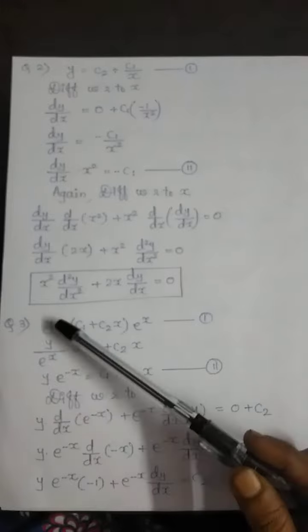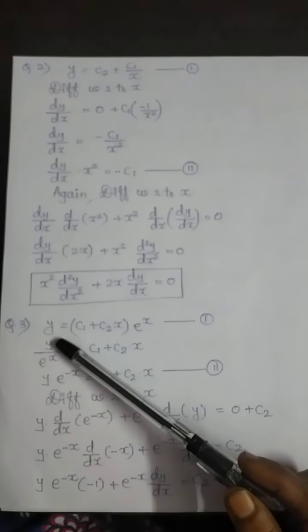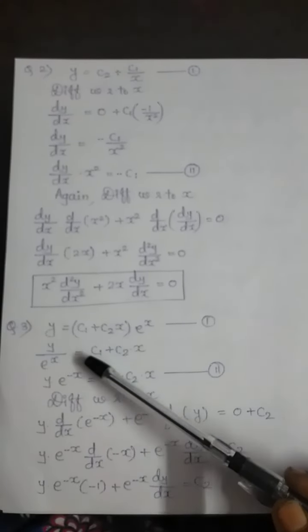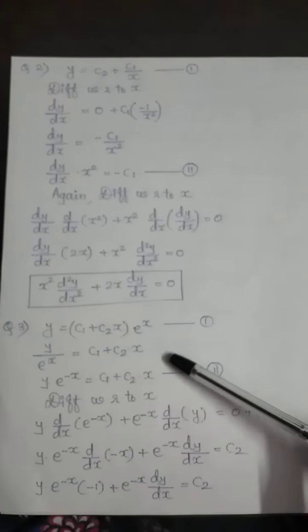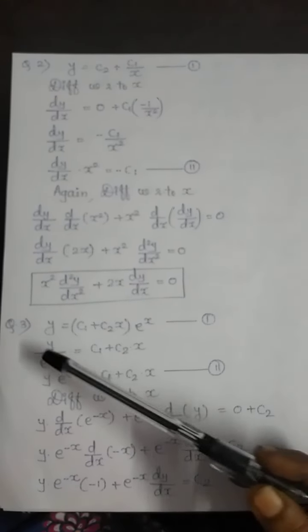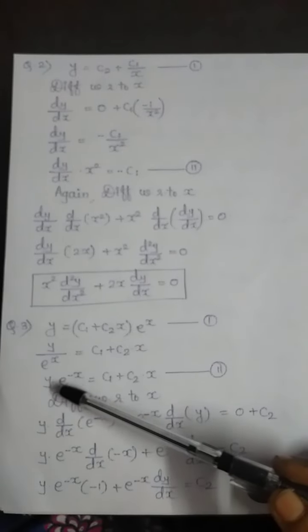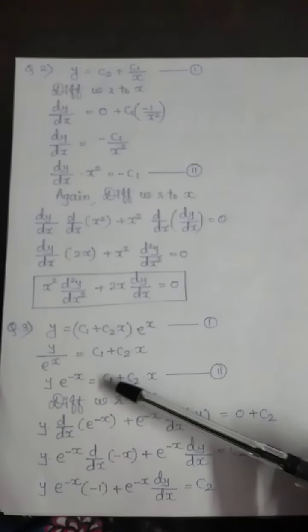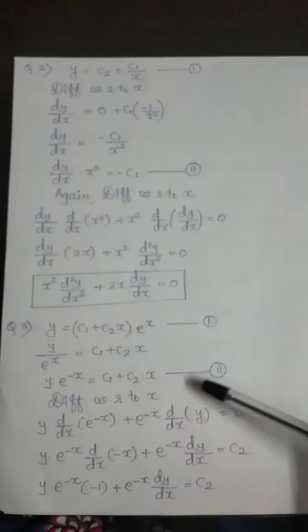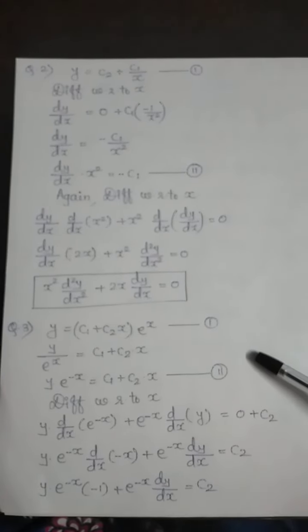Shifting e raised to x to this side, we will get y upon e raised to x is equal to c1 plus c2 x. Now this term we can write as y into e raised to minus x is equal to c1 plus c2 x. We call this equation number 2.